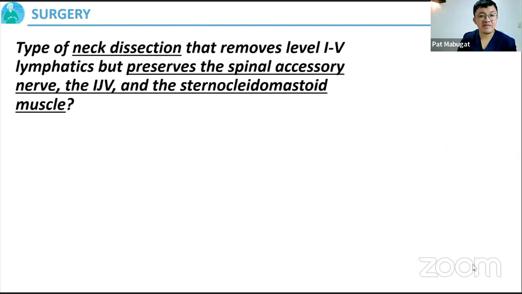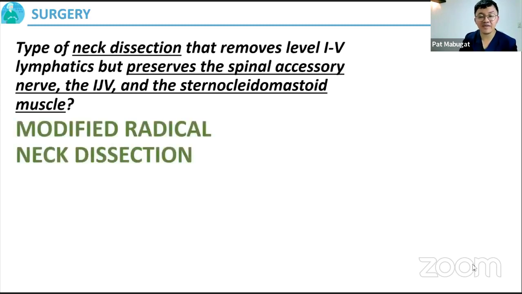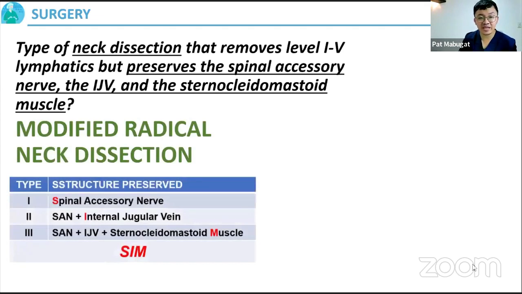Next, what type of neck dissection removes level 1 to 5 lymphatics but preserves the spinal accessory nerve, the IJV, and the sternocleidomastoid muscle? We have your MRND, modified radical neck dissection. You have 3 types of MRND, depending on what structure you preserve: type 1, 2, and 3.